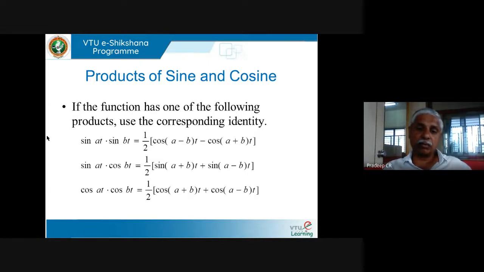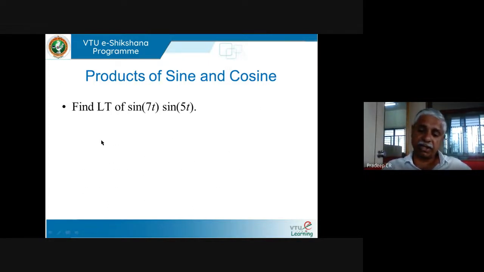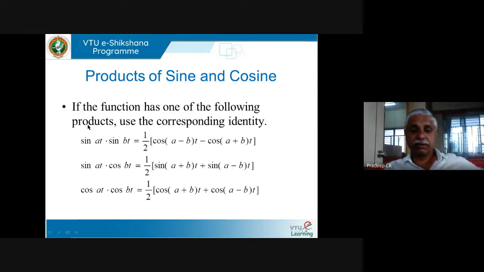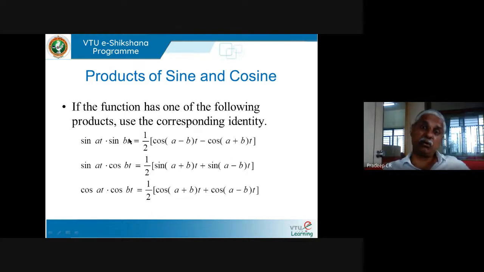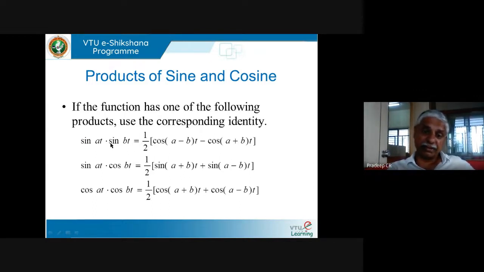Similarly, one wants to talk about how to find the Laplace transform of a product of sines and cosines. In this problem, you just found the product of two sines, sine 7t into sine 7t. Here I'll have to find sine at into sine bt. How do I find Laplace of the product of these two? For that, you should remember these three formulae. There is no option. You must mug it up. These three formulae are very important. You must have left it during your integration saying, oh, it is very difficult, I will not do it. But now it will come. You have to remember this in Laplace transform. Sine at into sine bt is half cos of a minus b times t minus cos of a plus bt.